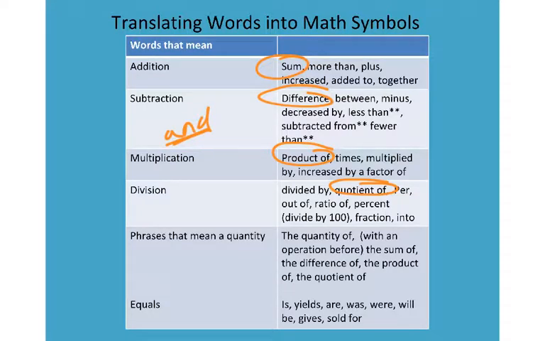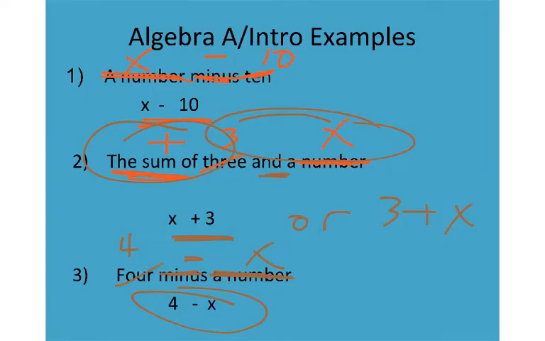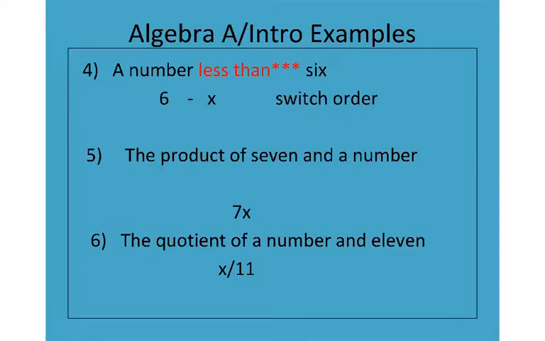Some people think and means addition. And is not an operational word. And joins the two things you're working with in the sum of, the difference of, the product of, or the quotient of. So that's another thing you have to get familiar with when you're doing these problems. So let's look at some more examples.